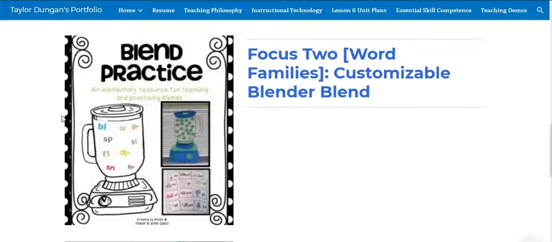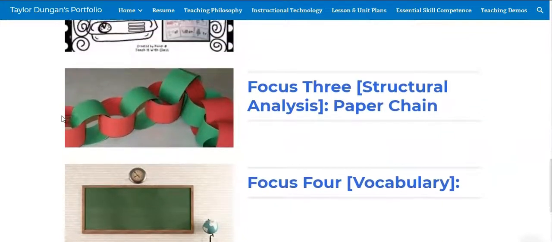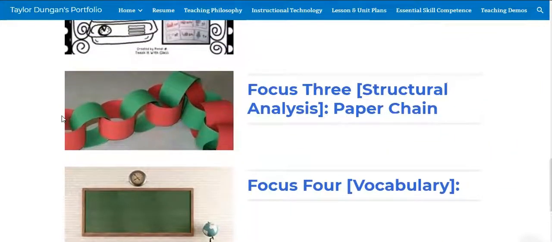You could write on a whiteboard a bunch of word endings that would go with the consonant blends and have students come up and make words by putting the fruit in the laminated word endings in the blender. Moving on, we have Focus 3, Structural Analysis.